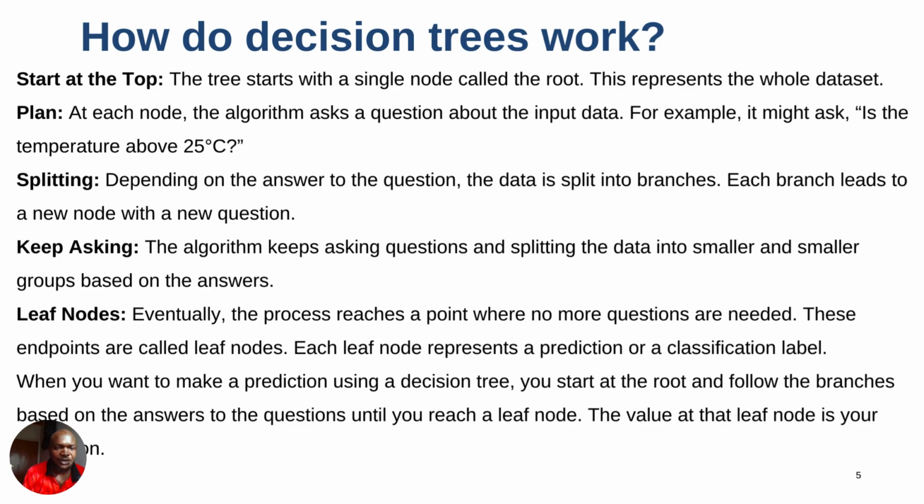And also we have got the third one, which is splitting. Depending on the answer to the question, the data is split into branches. Each branch leads to a node with a new question. And the fourth one here is you keep asking. The algorithm keeps asking questions and splitting the data into smaller and smaller groups based on the answers. And the last one here we have got the leaf nodes. Eventually, the process reaches a point where no more questions are needed. These endpoints are called leaf nodes. Each leaf node represents a prediction or a classification label. When you want to make a decision using a decision tree, you start at the root and follow the branches based on the answers to the questions until you reach the leaf node. The value at the leaf node is your prediction.